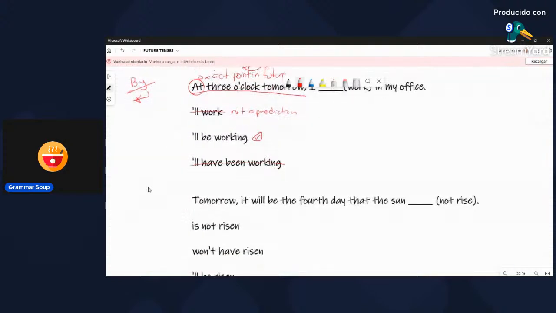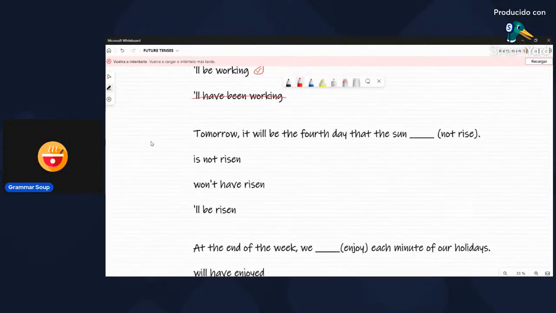Let's do the last one, I promise. It's just that whenever I have these type of examples, I really get the rhythm. I really like doing these grammar exercises, so I hope you guys are enjoying too and learn about the future tenses.